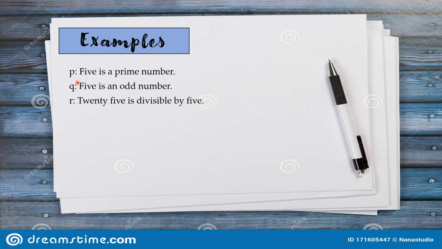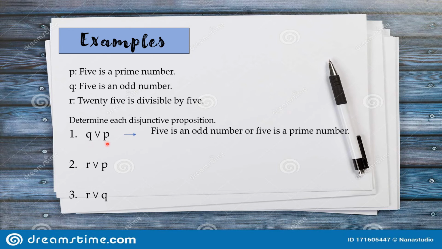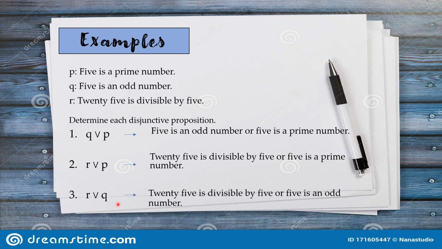Next, propositions P, Q, R. Let us determine each disjunctive proposition. Q or P: 5 is an odd number or 5 is a prime number. R or P: 25 is divisible by 5 or 5 is a prime number. R or Q: 25 is divisible by 5 or 5 is an odd number.